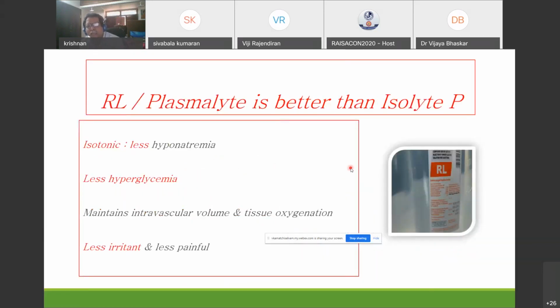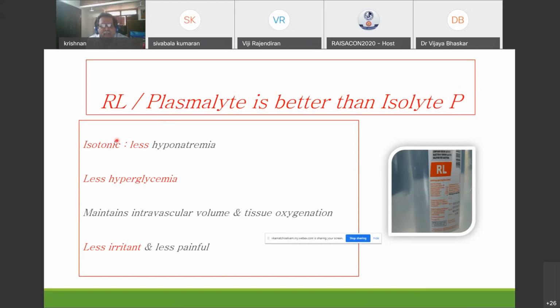The advantage of Ringer lactate over Isolyte P: previously, when I was doing my postgraduation, we used to have Isolyte P in the theater. We used to give it, and some of our teachers used to teach us that Isolyte P is Isolyte Pediatrics. Now we call it Isolyte Poison because it can kill the baby. Isolyte Potassium, because it contains a lot of potassium.